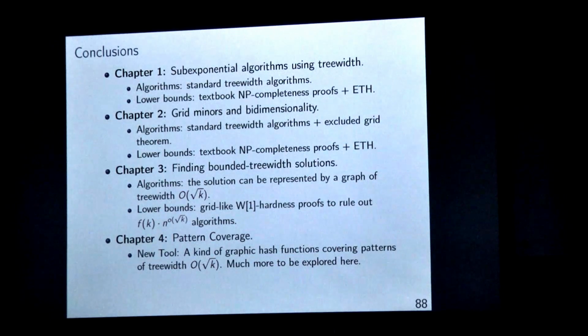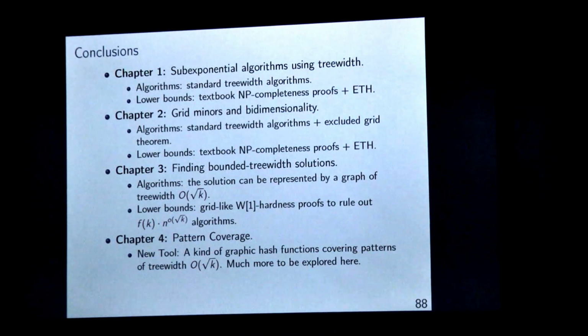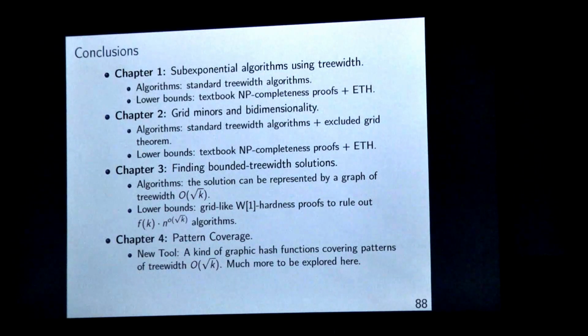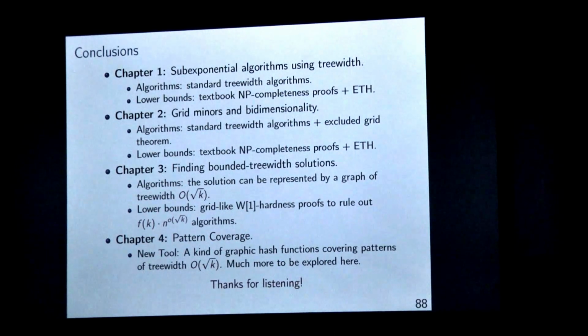Lastly, I taught you a little bit about how to derive subexponential algorithms using treewidth, how to use grid minors and bidimensionality. I did not teach you how to find a bounded treewidth solution, and I told you at least what the pattern covering lemma is without giving any proof. If you can make use of that for your algorithms, please go ahead. And much more is to be explored here, because this is a randomized algorithm. We don't know whether we can do it deterministically, whether the polylog factor is right, whether we can extend it to H-minor-free graphs, and so on. We have no idea. It's just a tool. And thanks for listening.